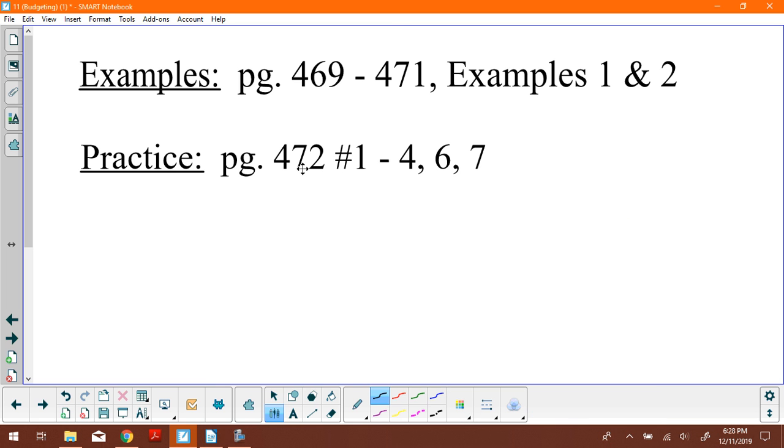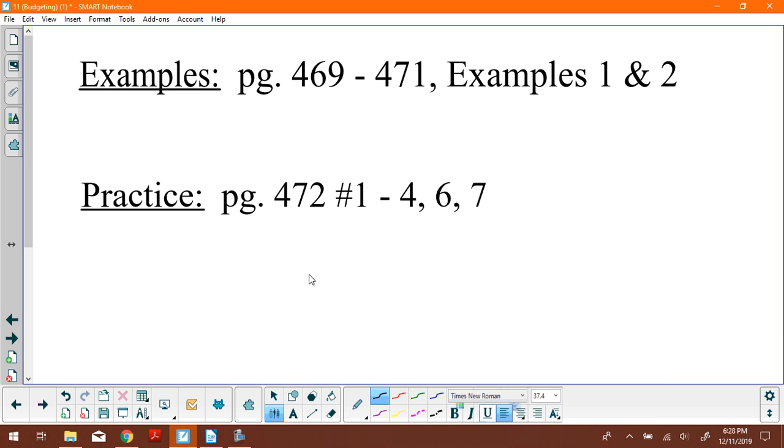And practice problems, on page 472. These questions don't really necessarily get you to write a budget, but they have a budget in there and you have to read and interpret it. So that's what those questions are really about. You don't have to set up pages and pages of budgets. You just have to answer some questions about budgets.